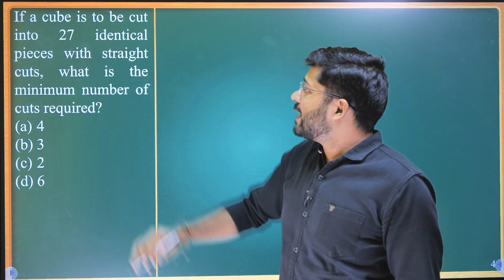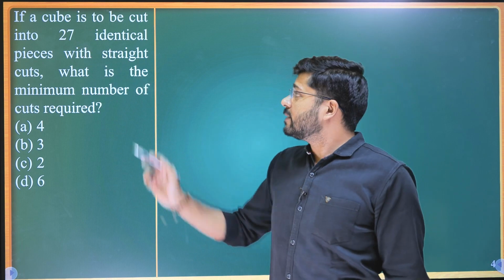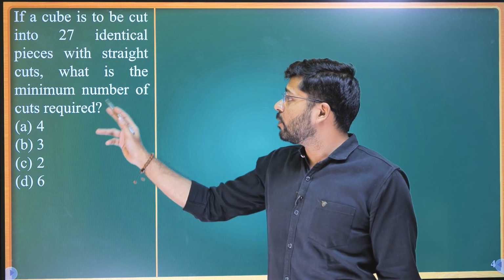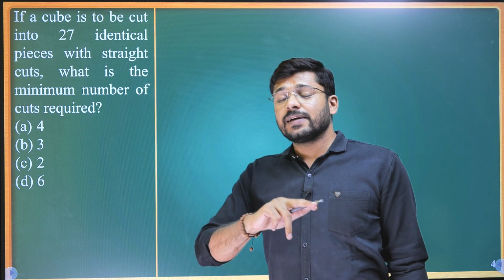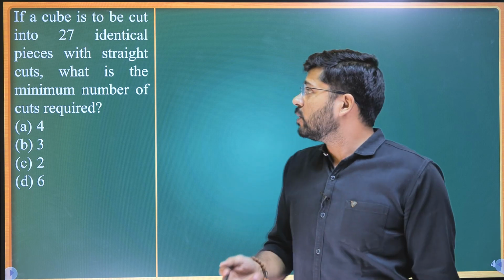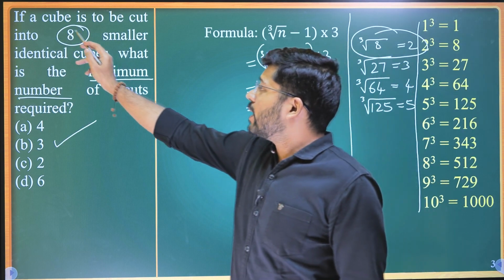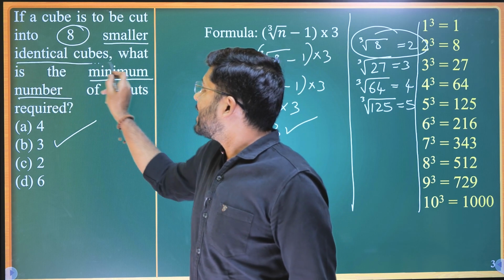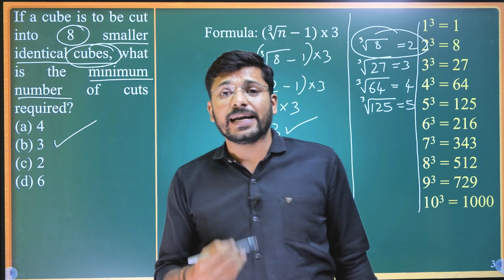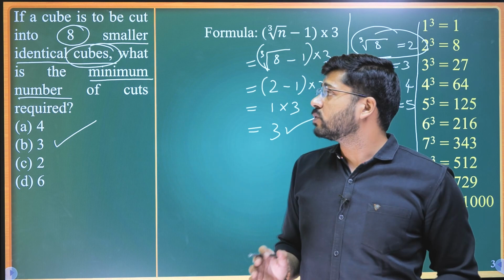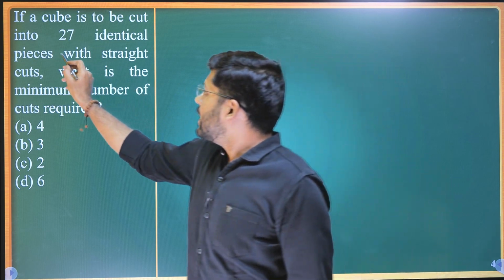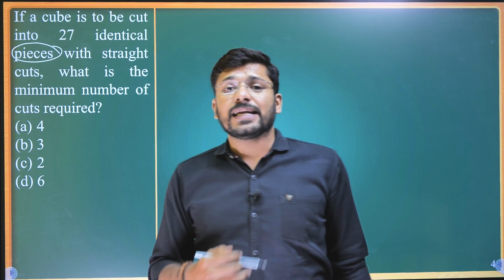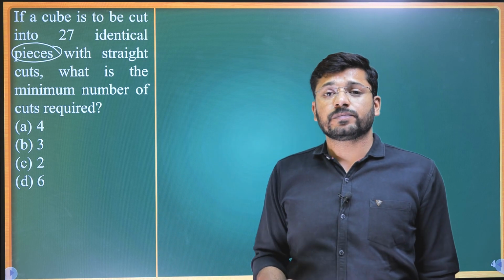If a cube is to be cut into 27 identical pieces with straight cuts, what is the minimum number of cuts required? What is the difference between the previous problem and this one? In the previous problem, they told us that they wanted to cut a cube into 8 smaller identical cubes. So they had readily mentioned that they wanted smaller cubes. But in this one, they're telling us identical pieces. They have not mentioned cubes.